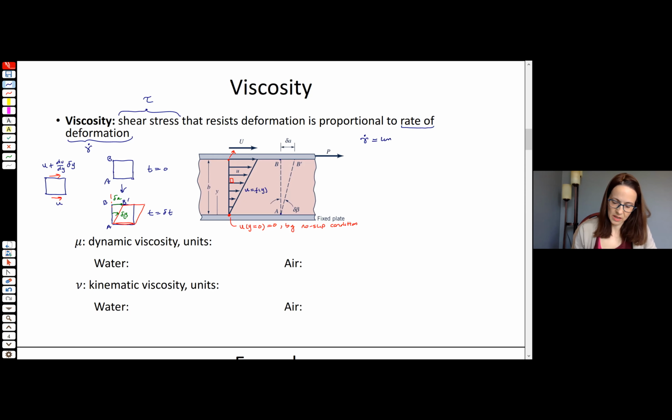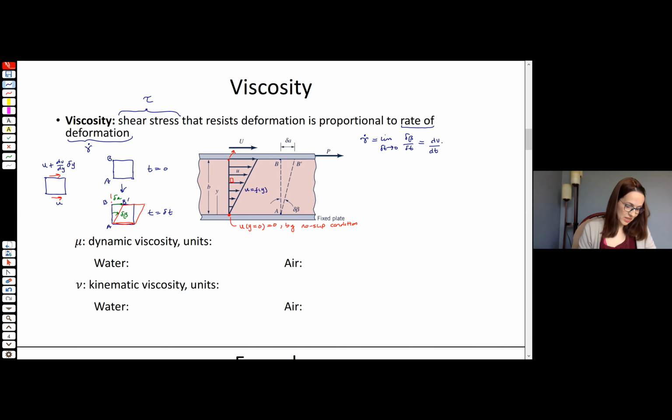So technically, gamma dot is the limit as delta t goes to 0 of this angle that the side of our fluid particle rotates through in time delta t, over delta t. Okay. And for a Newtonian fluid, and in this case here, it's identically equal to du/dt, right? So the velocity profile in this gap, its derivative with respect to time.